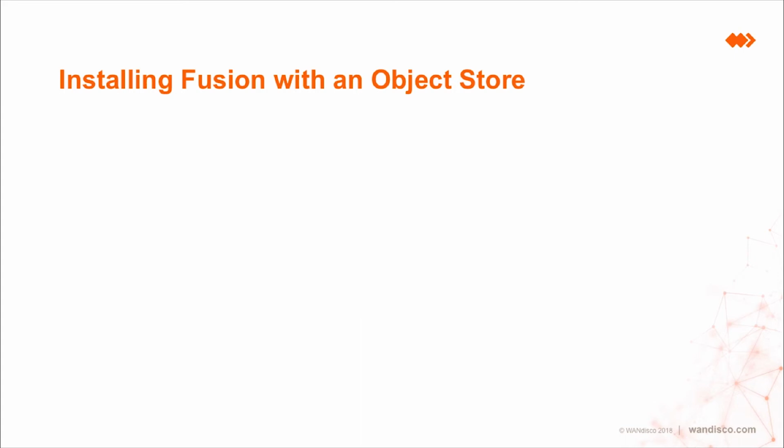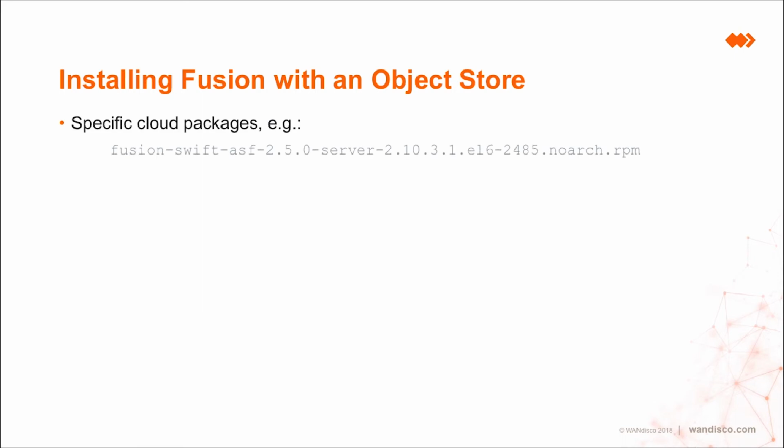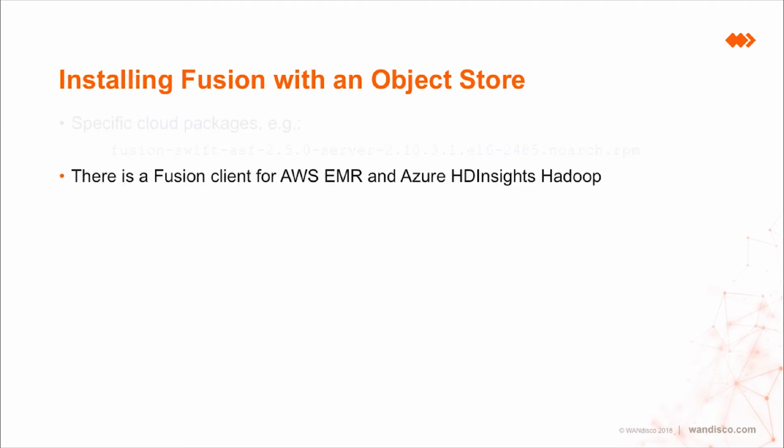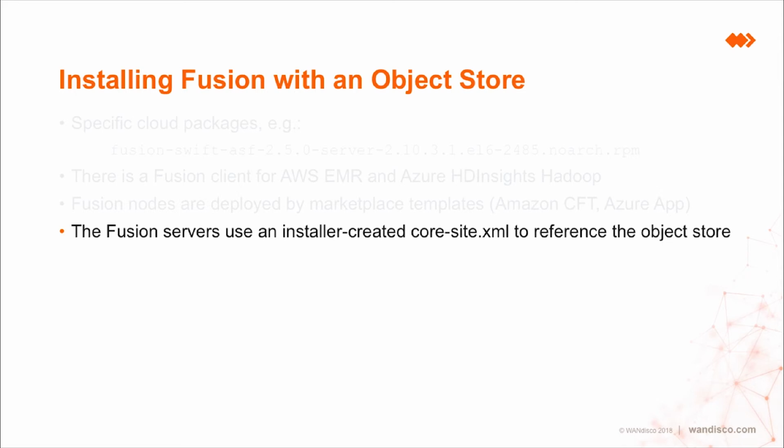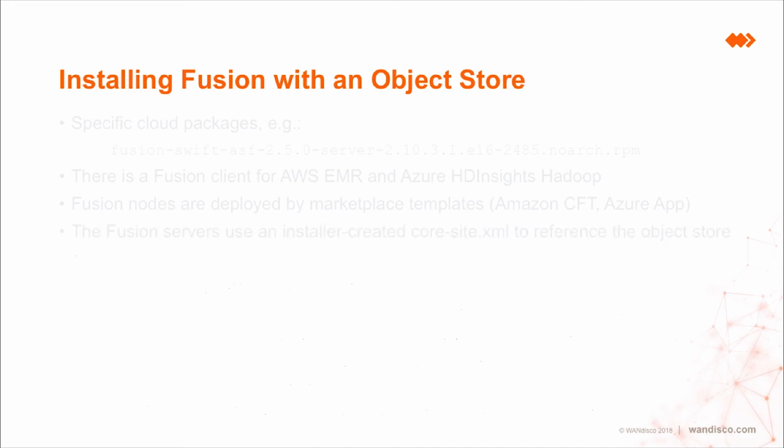Installing Fusion with an object store. Specific cloud packages, as mentioned, are needed. This is an example of Fusion Swift, but you need Fusion EMR, Elastic MapReduce, if you want to install into AWS, and you need the Azure HD Insights app to install into HD Insights on Azure. There is a Fusion client for both of these technologies I just mentioned, and the Fusions are deployed by marketplace templates, CloudFormation templates, and apps in Azure. The Fusion servers use an installer-created core site XML to reference the storage, the object store.